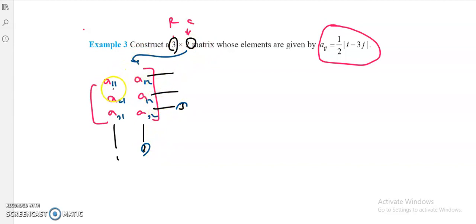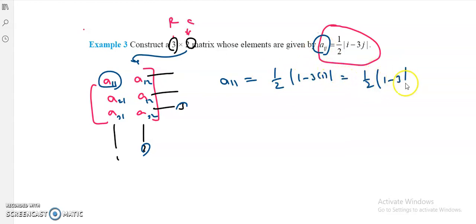Now if I want to find this element, that means a suffix 11. If I compare this a11 with this expression, i is equal to 1 and j is equal to 1. Now 1 by 2, modulus of 1 minus 3 into 1. That becomes 1 by 2, modulus of 1 minus 3. So 1 by 2 modulus of minus 2. Modulus means this minus 2 becomes plus 2. This 2 cancels and I will get 1. That means in this place I have to put the 1 here, right?